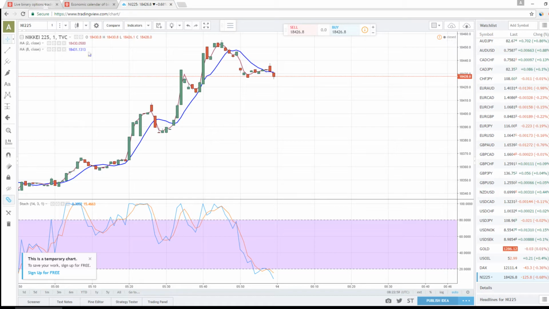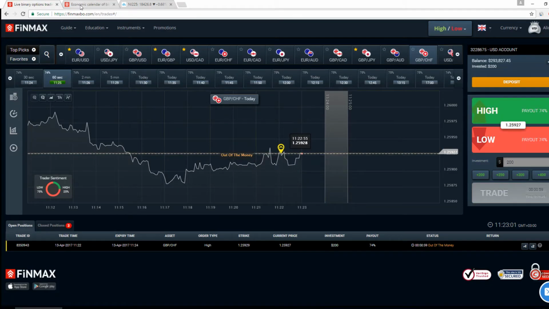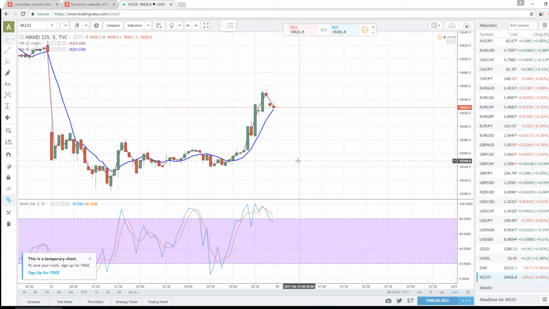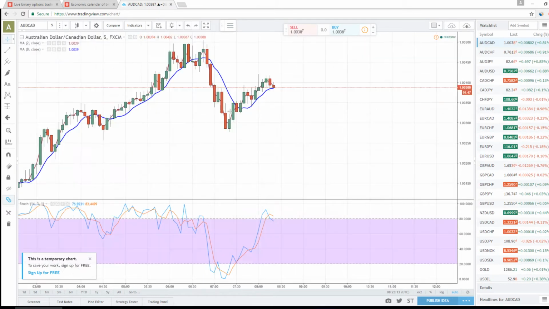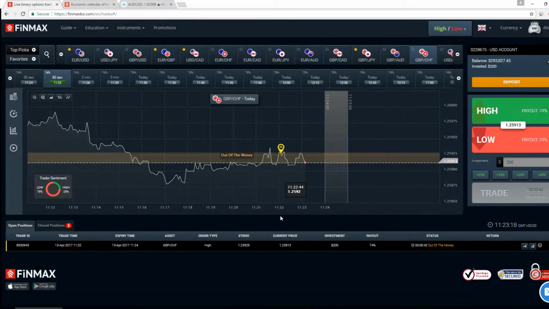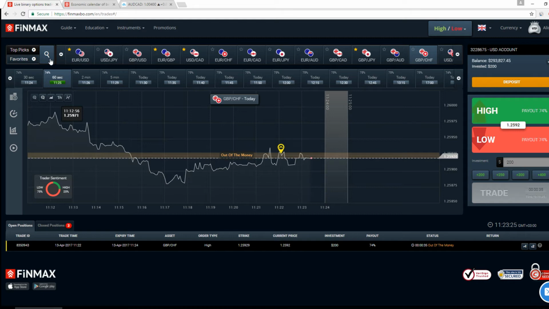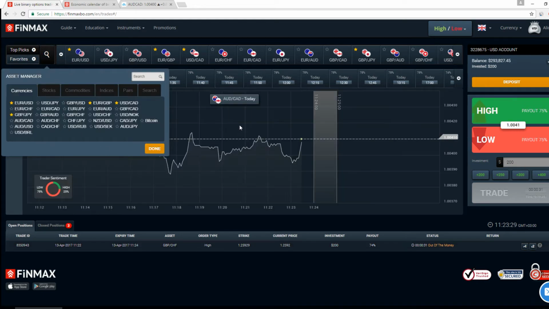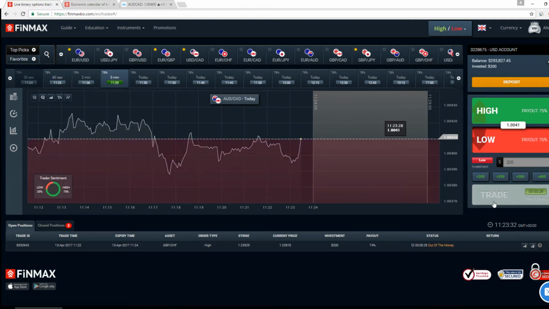Well, I don't see anything on the 1 minute time frame, so I will go for like 5 minutes. Well, Nikkei is currently closed. Australian to Canadian on the 5 minutes, it tells us that it's going to go down. So just a few minutes ago I opened the trade on its graph. Okay, Australian to Canadian, 5 minutes for low. Let's enter.